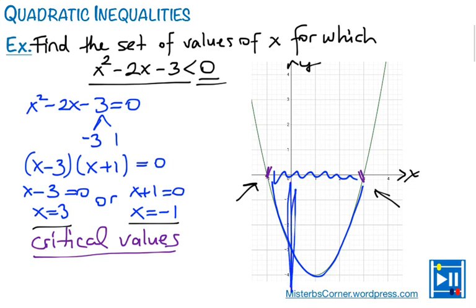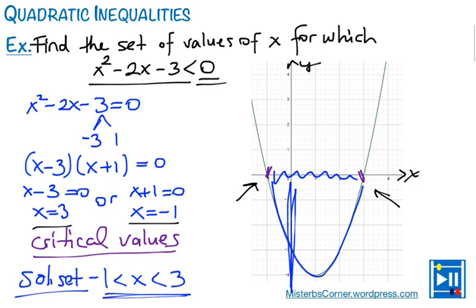So I'm going to write as a solution set: negative 1 less than x less than 3. This is going to be my solution set. So that's the answer to this inequality. This is the set of values of x which satisfy the inequality.